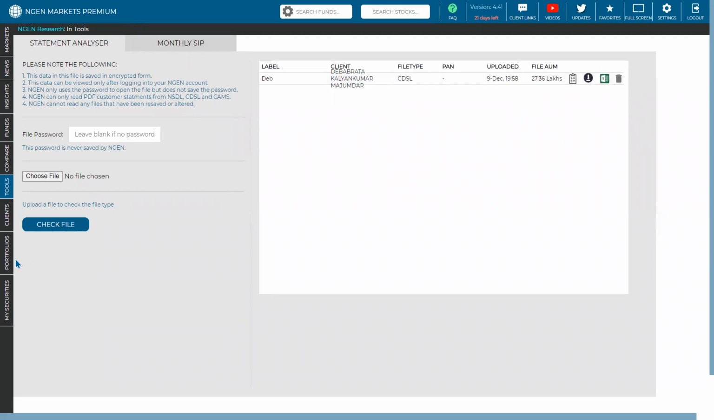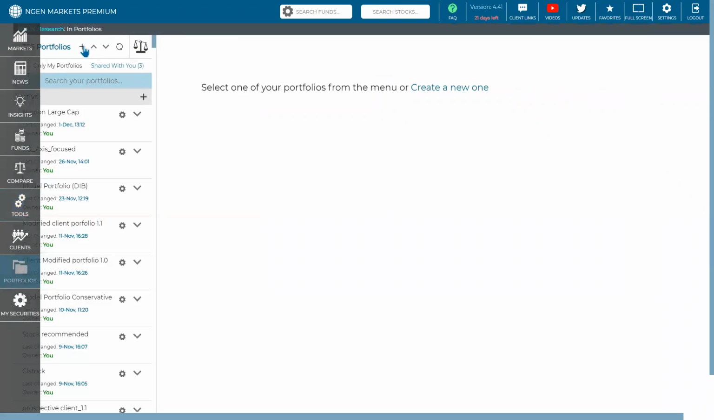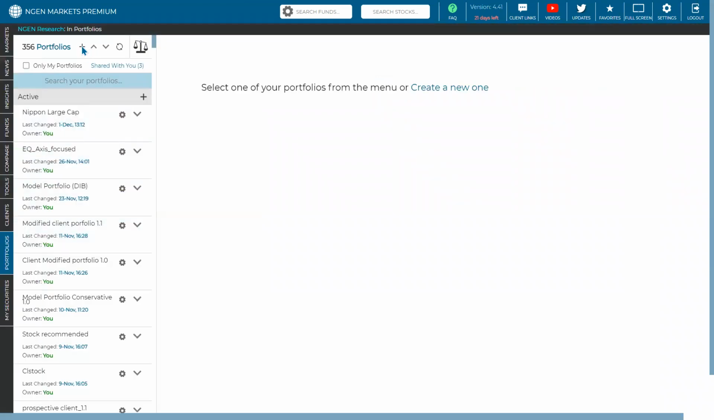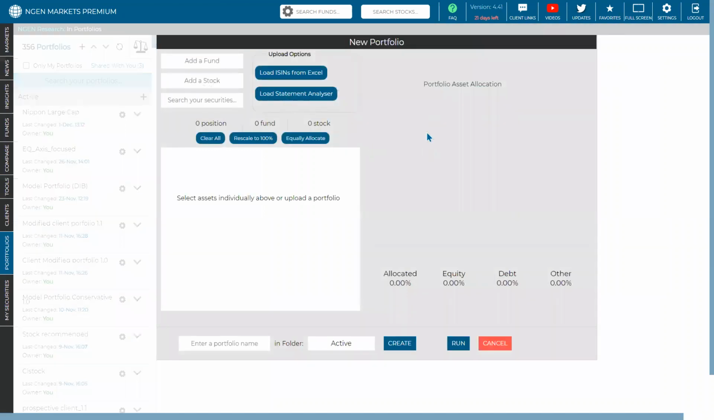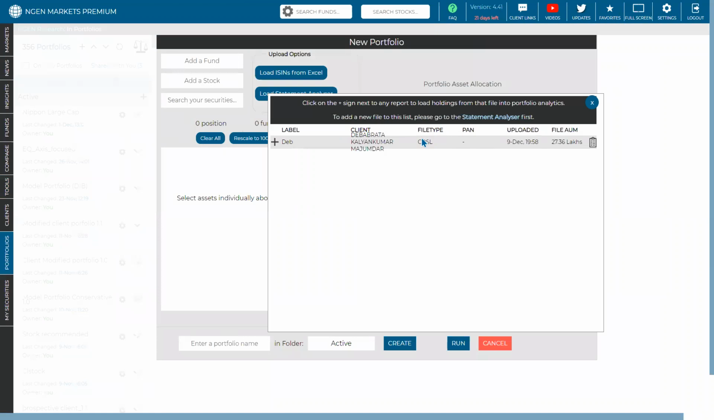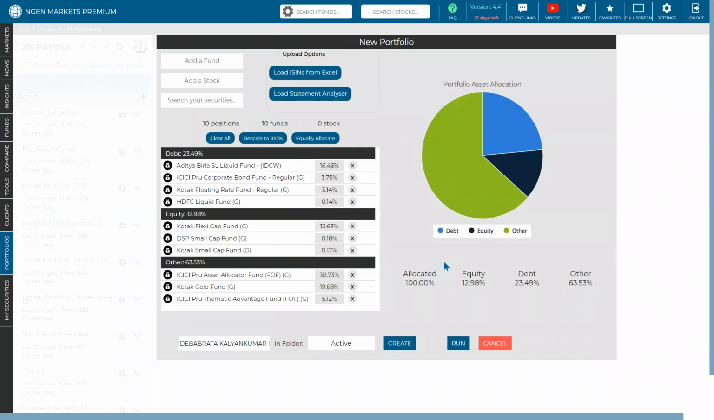To do that, all you need to do is go into the portfolio section. You head towards this plus button, add a new portfolio, where we have this load statement analyzer. When you click on it, the already added client from the CDSL report, which I've previously added, is there in the list. All I need to do is click on this plus button. Once you click on it, the client gets added into the system with the name as well.